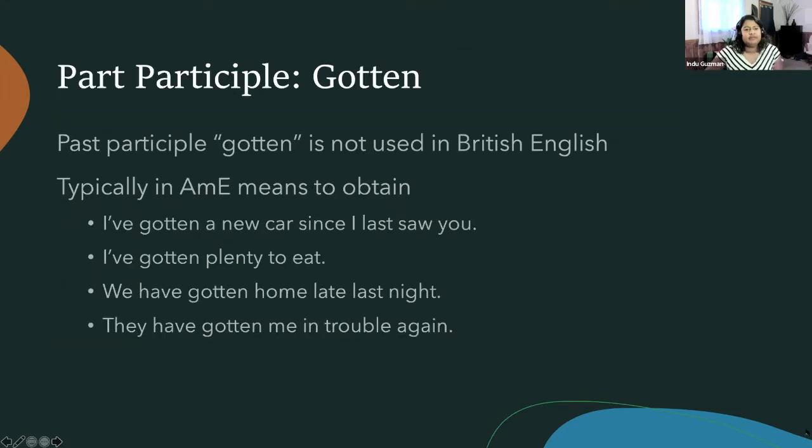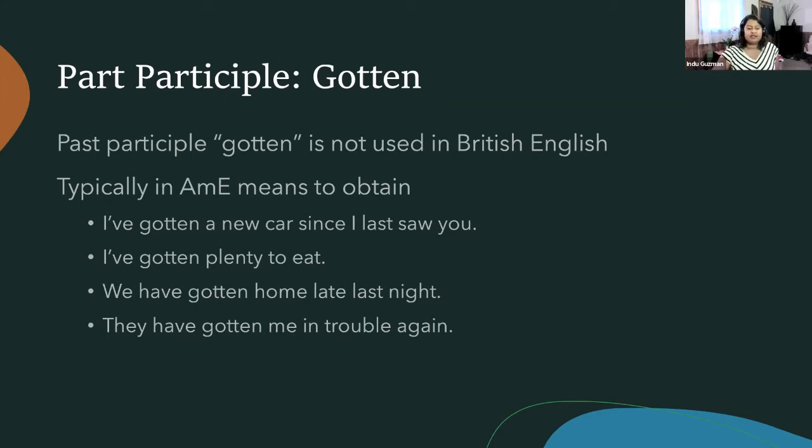And then here's another one. Past part... oh my God, I must have been really tired when I was doing this. Past participle, gotten. Past participle gotten is not used in British English. Typically in American English, it means to obtain. I've gotten a new car since I last saw you. I've gotten plenty to eat.